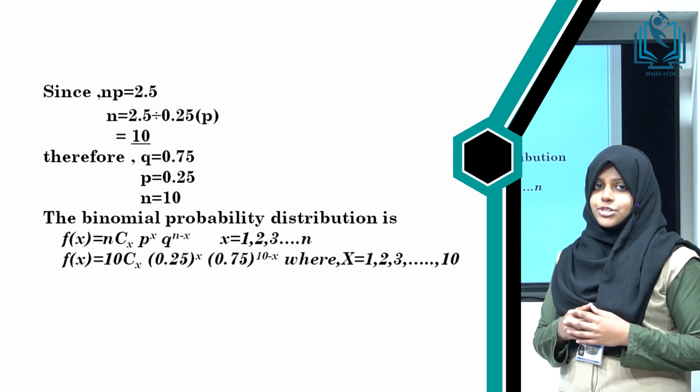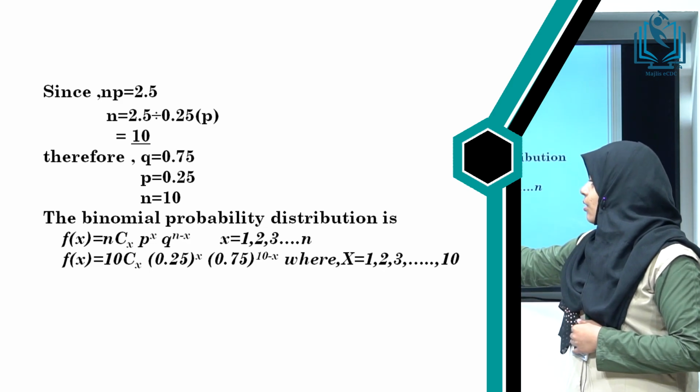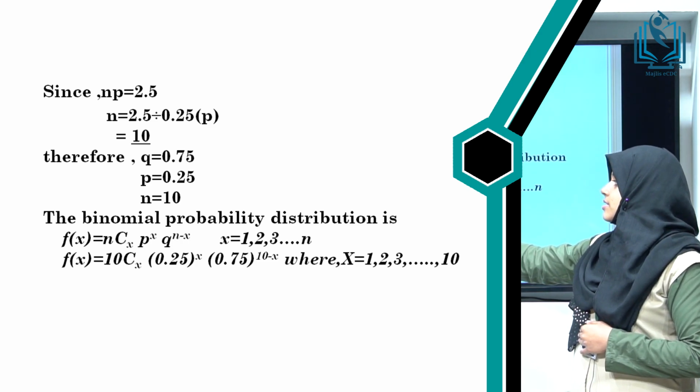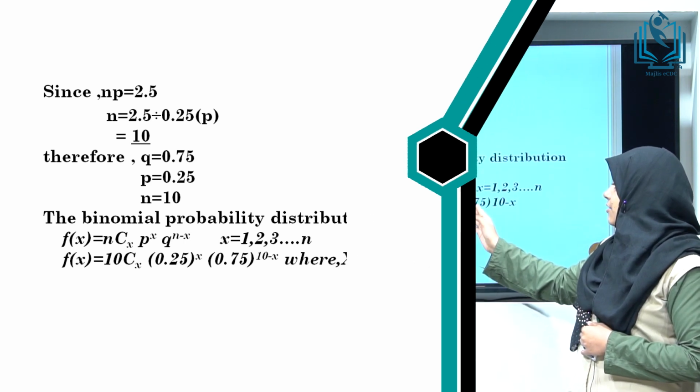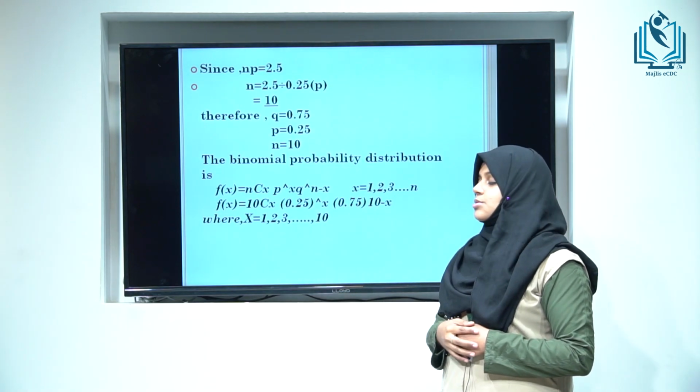Now we are substituting the values of n, p and q in this equation. So f of x becomes 10Cx into 0.25 raised to x into 0.75 raised to 10 minus x, where x equals 0, 1, 2, 3, up to 10.